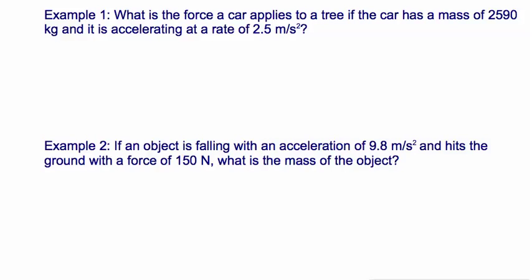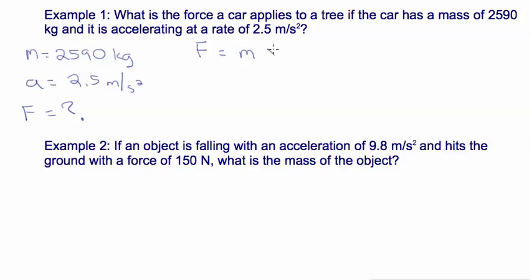So first step is to write down what we know. We know that the mass is 2,590 kilograms, and it has an acceleration of 2.5 meters per second squared. And we're asked to solve for force. This is a relatively simple one because we know that force equals mass times acceleration. So we can plug directly into our equation.